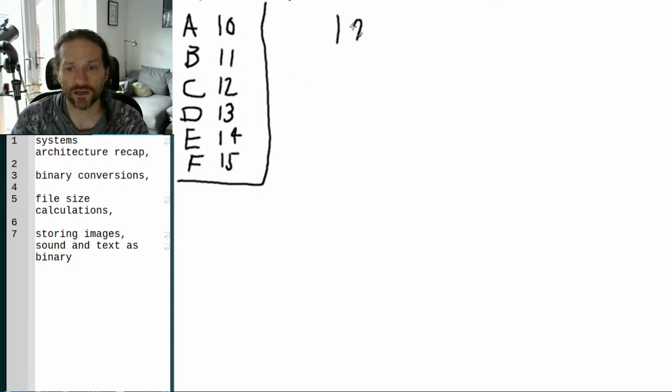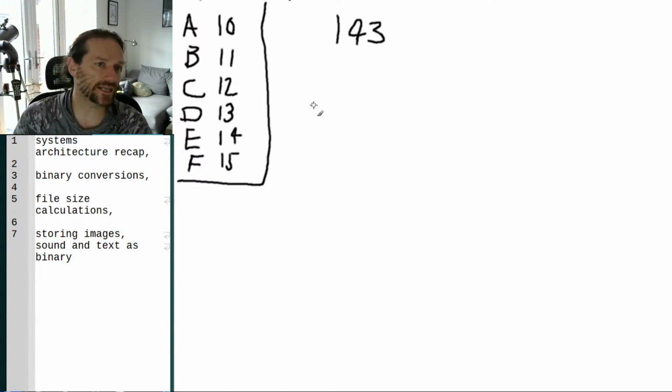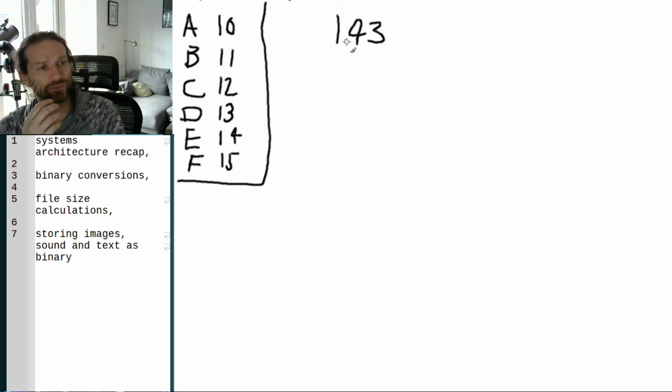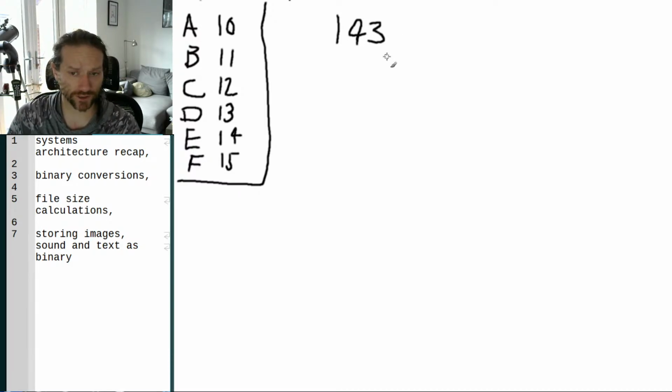So we're still going to start off with 143. But let me let you into a little secret. Dividing by 16 is the same as dividing by 2 four times. That's just simple maths. So if you want to divide 143 by 16, and your 16 times tables are kind of rubbish, one way of doing it is just dividing by 2 four times.